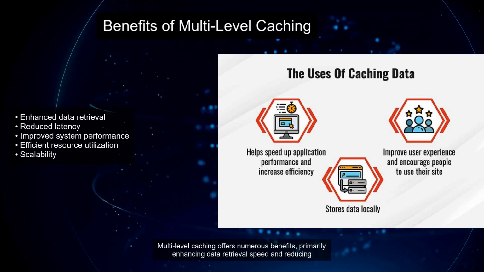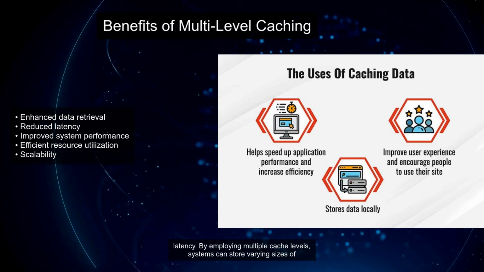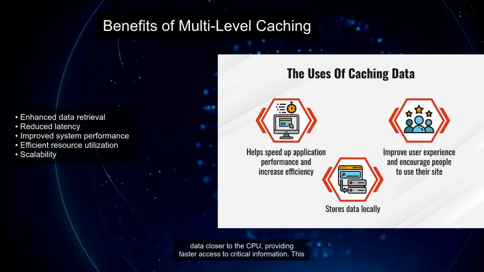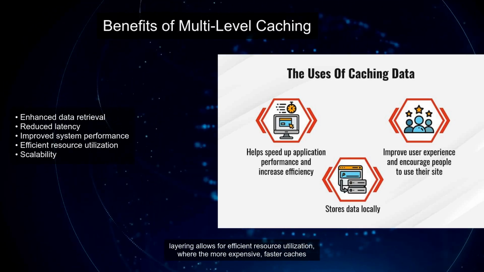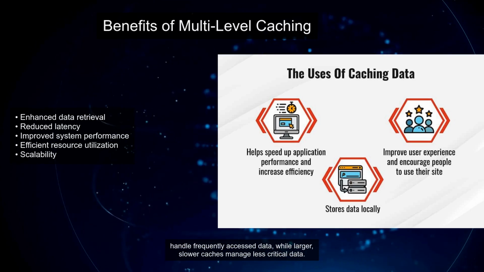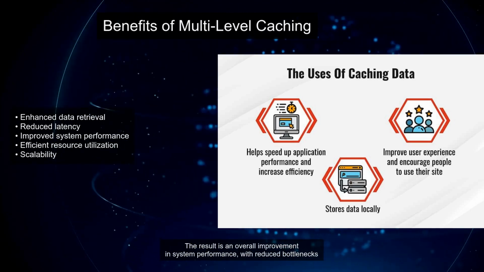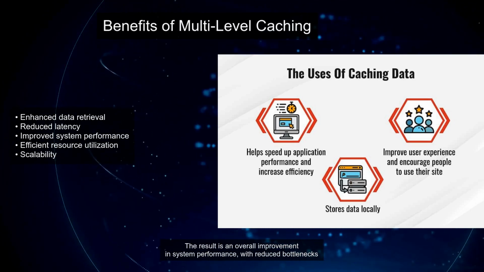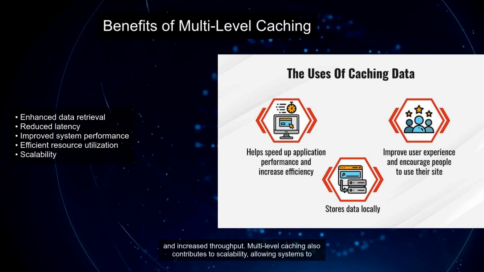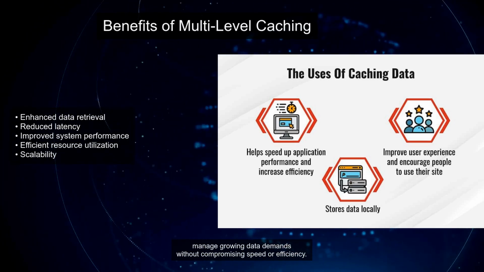Multi-level caching offers numerous benefits, primarily enhancing data retrieval speed and reducing latency. By employing multiple cache levels, systems can store varying sizes of data closer to the CPU, providing faster access to critical information. This layering allows for efficient resource utilization, where the more expensive, faster caches handle frequently accessed data, while larger, slower caches manage less critical data. The result is an overall improvement in system performance, with reduced bottlenecks and increased throughput. Multi-level caching also contributes to scalability, allowing systems to manage growing data demands without compromising speed or efficiency.